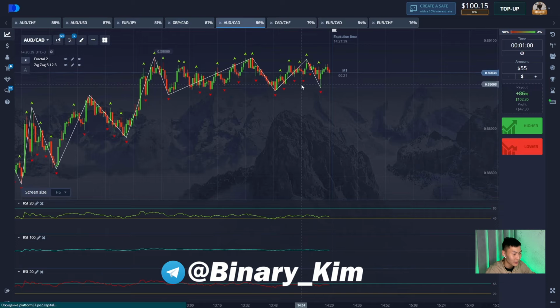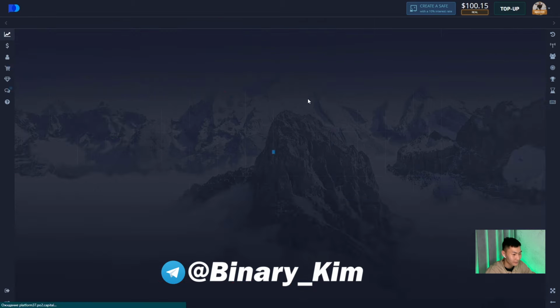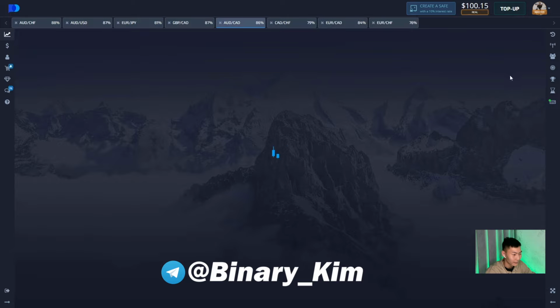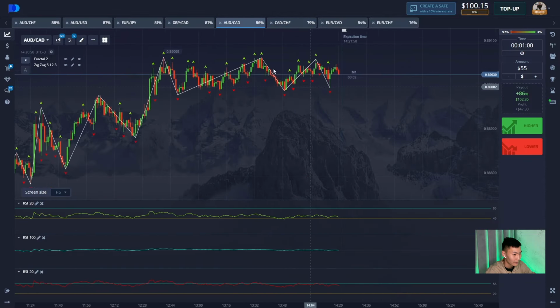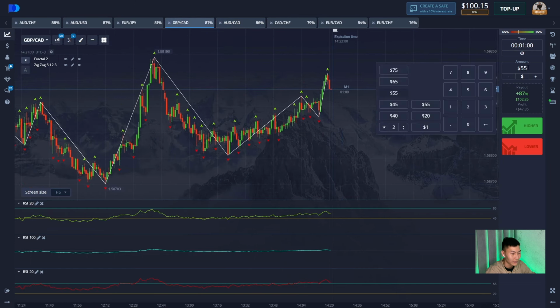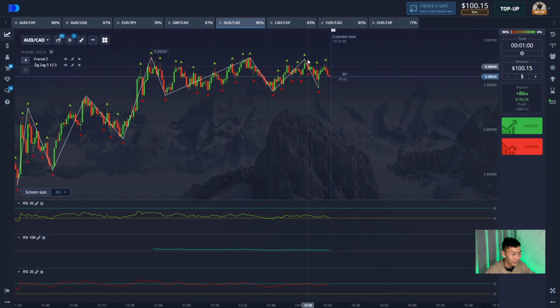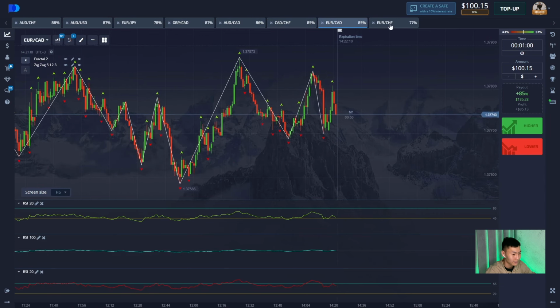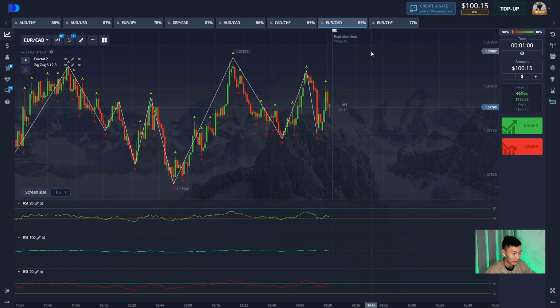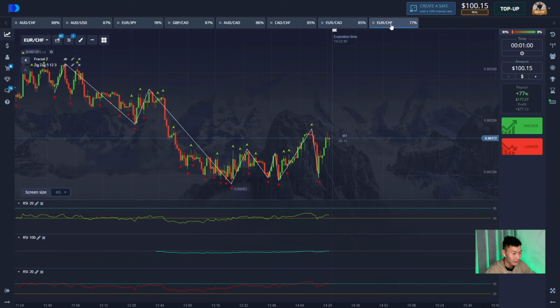Let's refresh the page. Okay, we got it, and let's also change the trade amount, put down the full amount. And let's carry on our trading, guys. Let's find another currency pair.